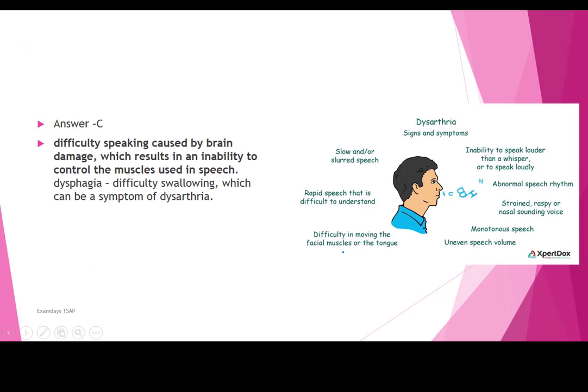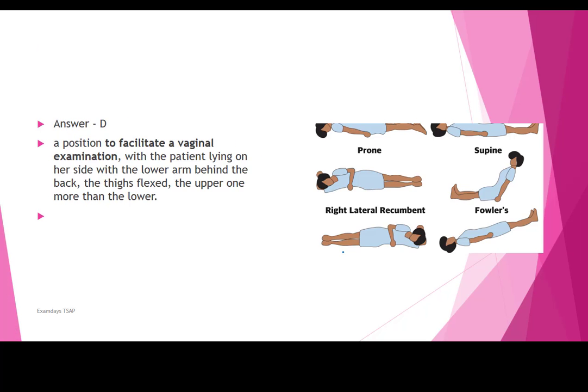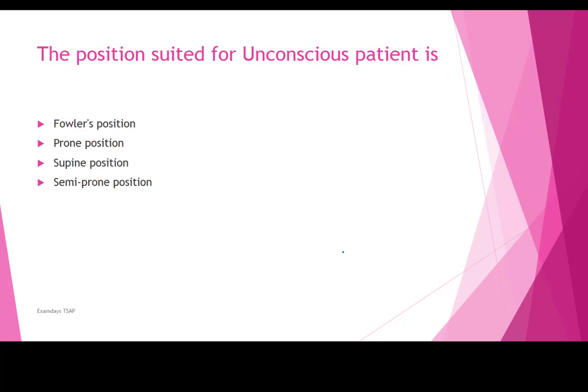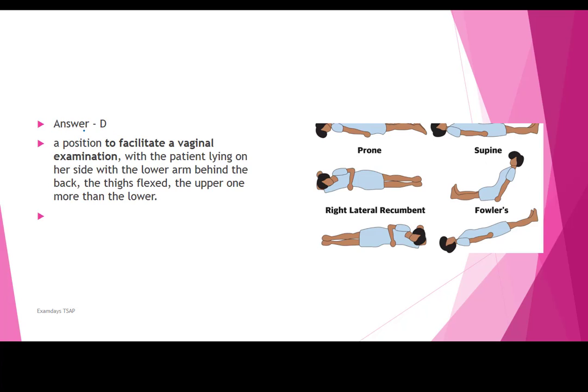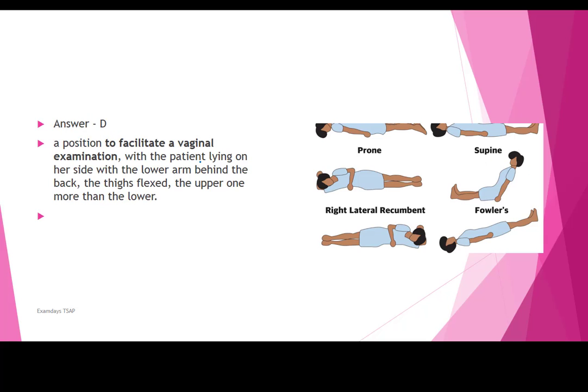Moving on to the next question: the position suited for the unconscious patient is going to be, your options are: A, Fowler position; B, prone position; C, supine position; D, semi-prone position. So the correct answer is semi-prone positioning. Here are the total six positions as given, for understanding purposes. The position to facilitate vaginal examination: the patient is lying on the side and the lower arm is behind the back.